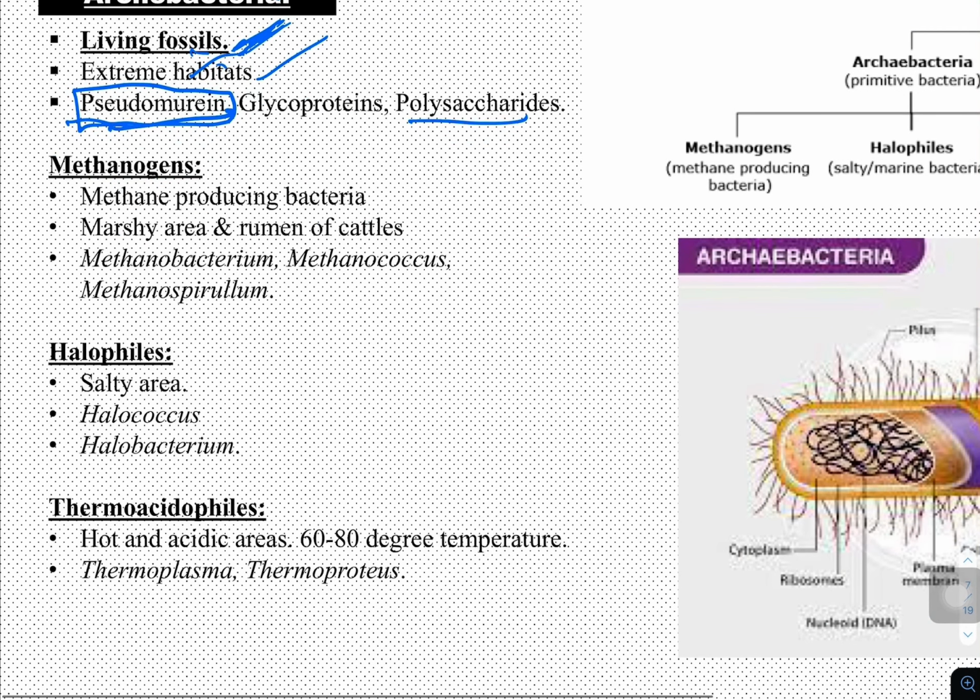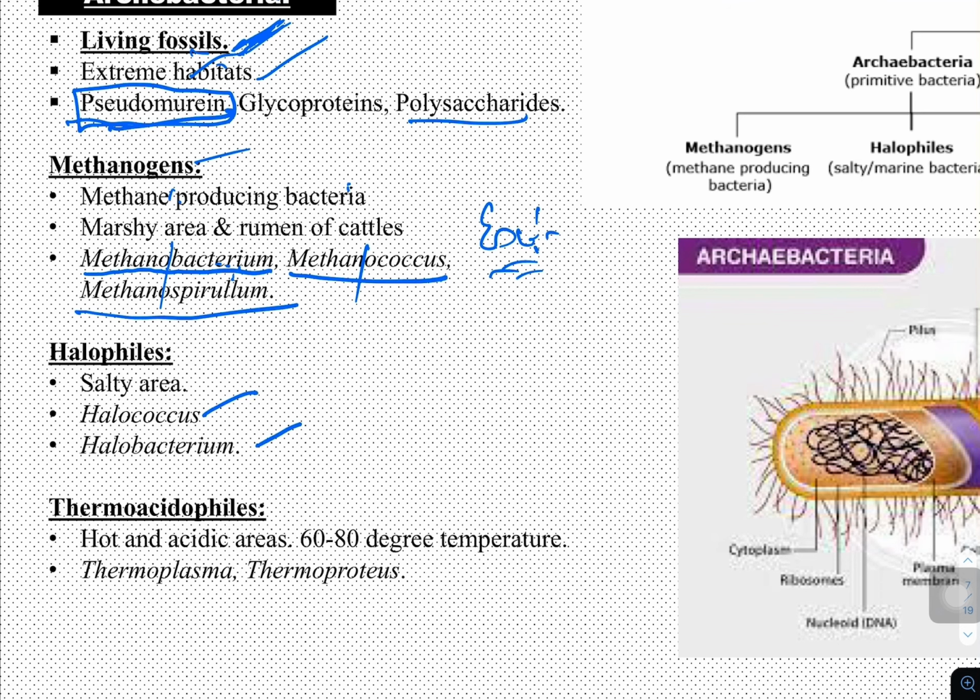Some examples of Methanogens are Methanobacterium, Methanococcus, Methanospirillum. Methano indicates Methanogens. Whenever examples are asked in the examination, they need to be identified based on their names. Methanobacterium means it belongs to bacteria, bacteria belong to Monera, and under Monera it belongs to Archaebacteria. Next is Halophiles. Some examples are Halococcus, Halobacterium. Halo means salty area. Thermoacidophiles: Thermoplasma and Thermoproteus.